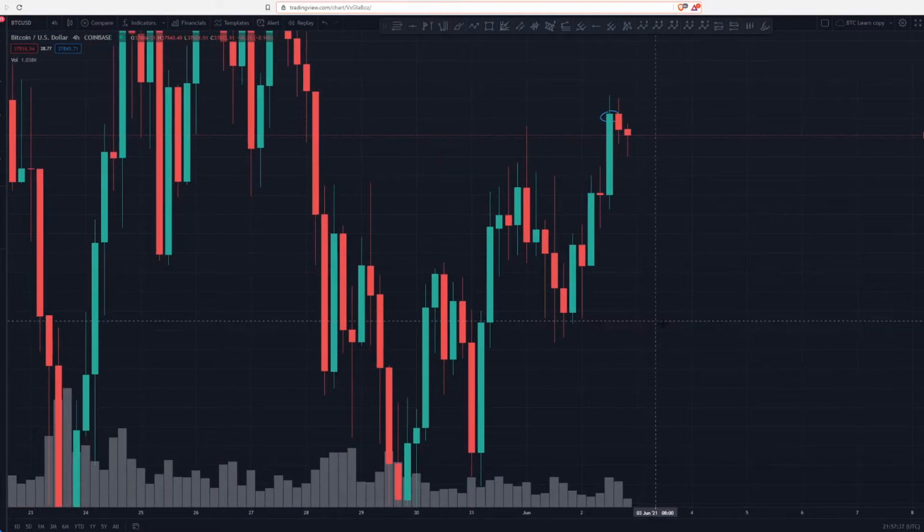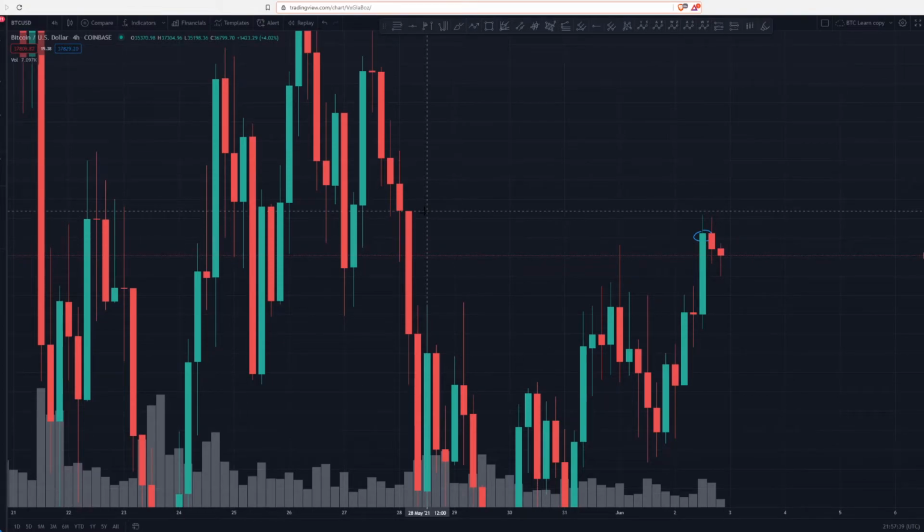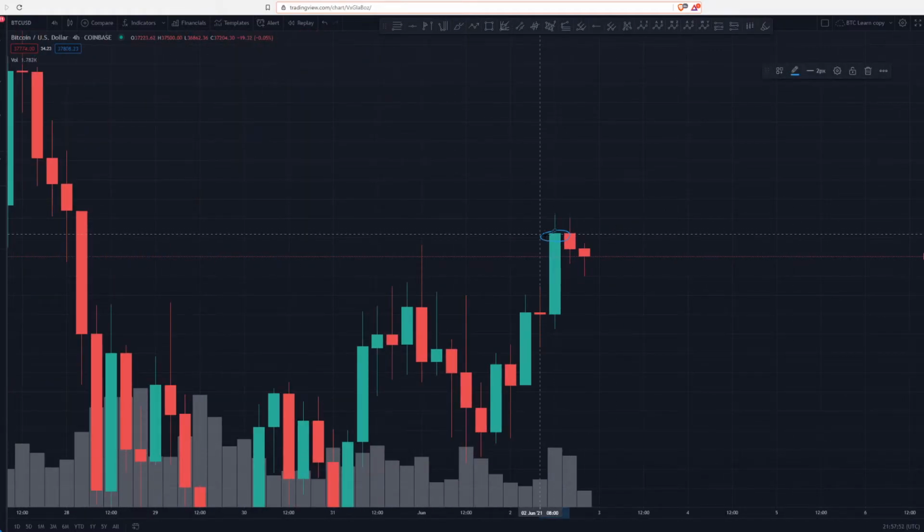Okay, so this red candle: open on top, close on bottom, lowest price point. This random green candle: open right here, closed right here, and then at some point went up here, and at some point went all the way down here, right? So that's the basic definition of candlesticks.